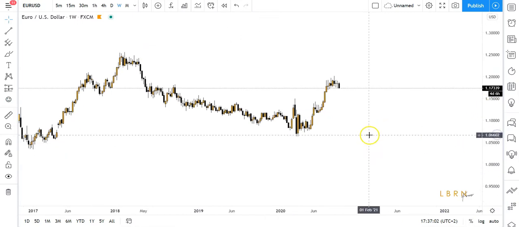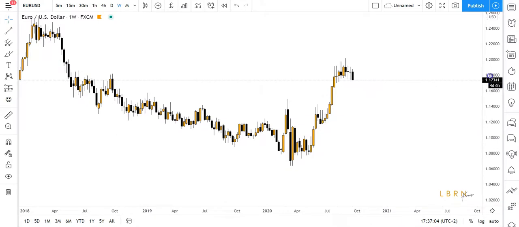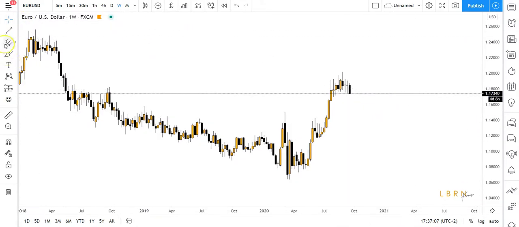Okay, so technically, what do we have? So fundamentally, we know that we want to go short. We want to go long USD, short on Euro. Okay. Technically, what do we have?